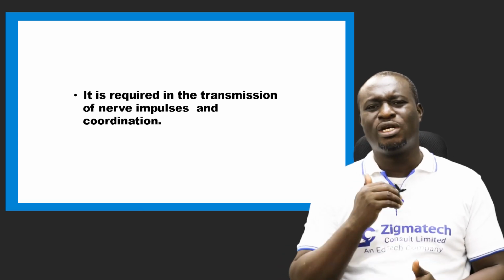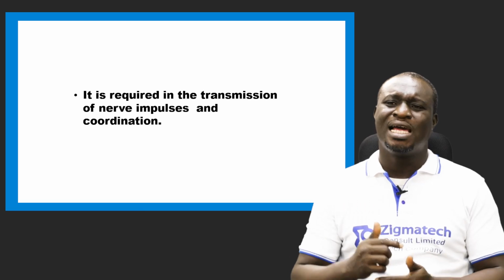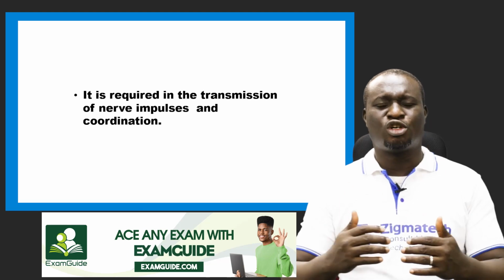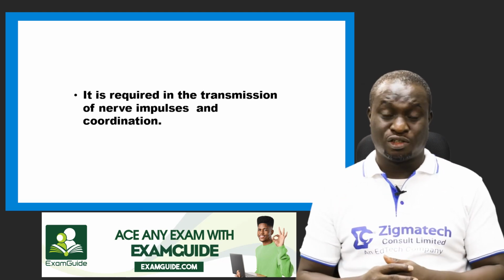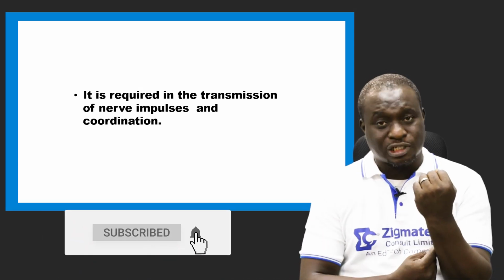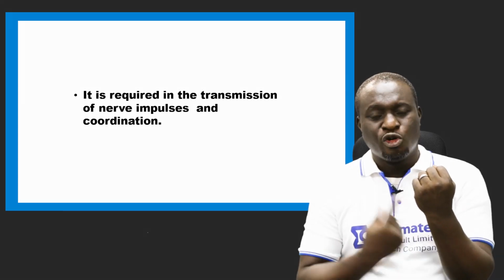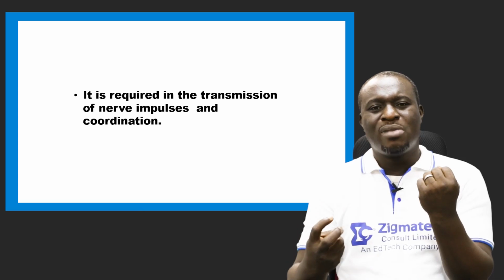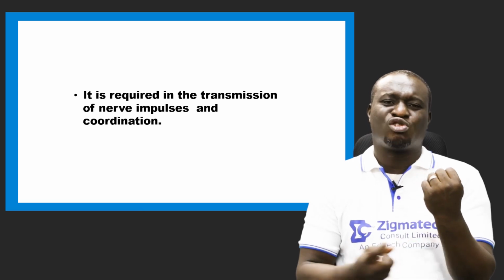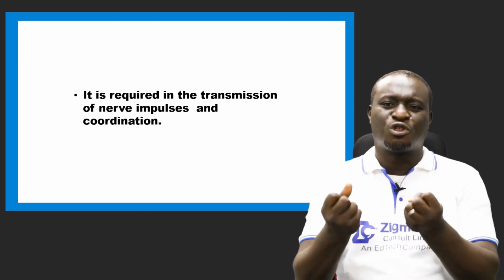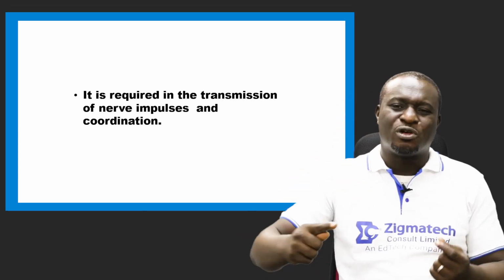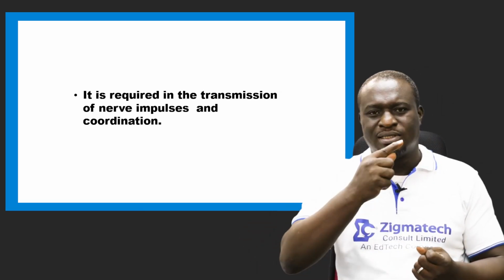Another importance of energy to living organisms is that energy is required in the transmission of nerve impulses and coordination. If I should bring a hot iron close to your skin and touch your skin, you feel the pain, you feel the heat. What makes you feel the heat is that there are sensory nerve cells. These sensory nerve cells receive the impulse or signals and transmit them to your brain. Energy is required for this transmission to the brain.